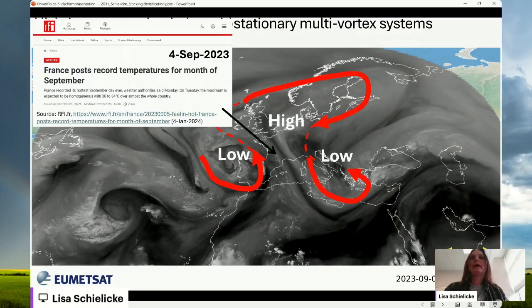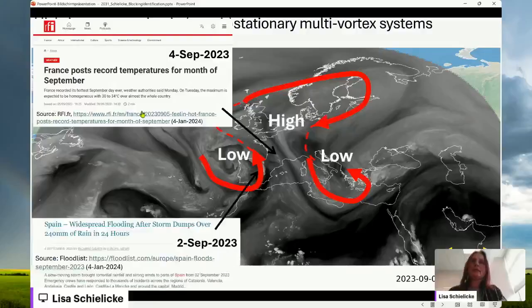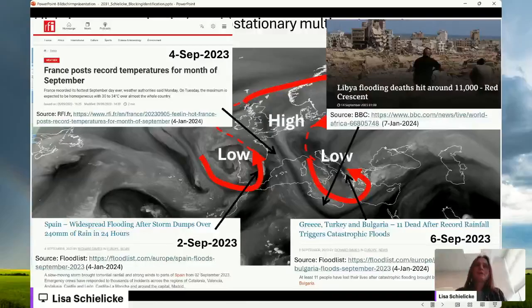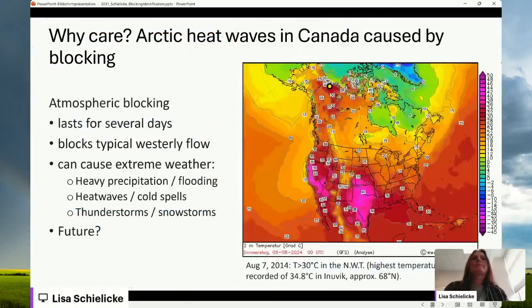For example, in the high-pressure area, we observed record temperatures in France, widespread flooding in Spain over the Iberian Peninsula, and flooding also in the southeastern part of Europe. Finally, this low-pressure system a few days later moved southwards towards Libya, and due to heavy rainfall, the dam broke, which caused around 11,000 fatalities.